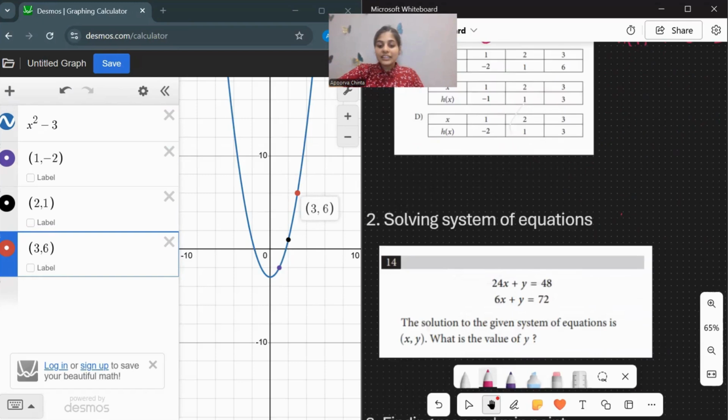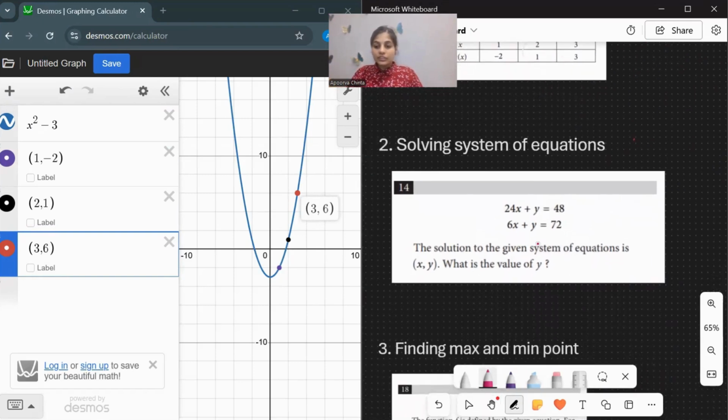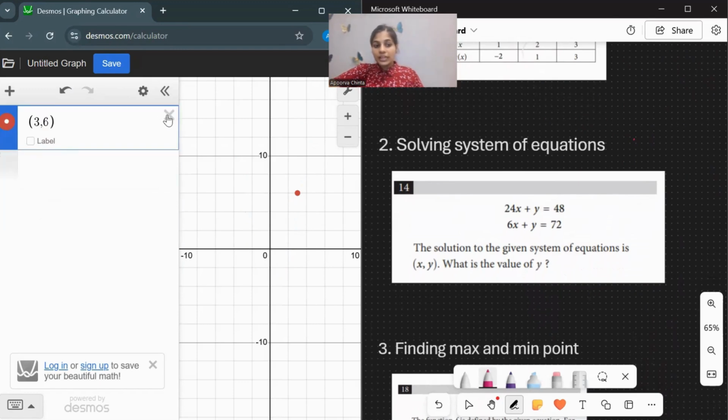Now let's see the next hack, that is solving the system of equation. Now how do we solve a system of equation? By using elimination or substitution method? Rather, can we just use Desmos? Let's see this question, which says 24x plus y equals 48 and 6x plus y equals 72. The solution to the given system of equation is x, y. What is the value of x?